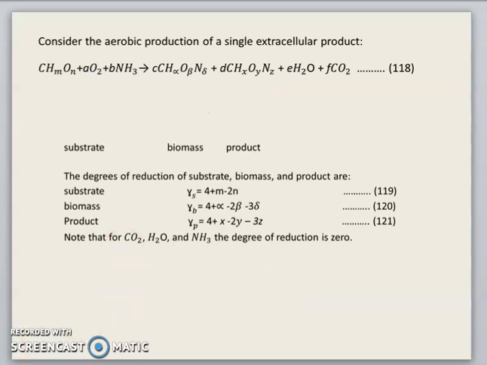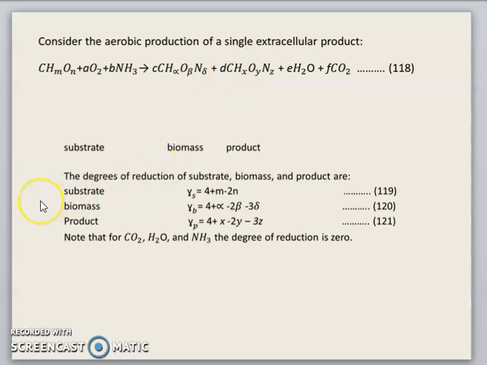Consider the aerobic production of a single extracellular product shown in equation 118. Here we can see the stoichiometric equation of a production. This is an example of a stoichiometric equation. CHmOn is the substrate, CHαOβNγ is the biomass, and we have a product here, CdHxOyNz. This is the product.